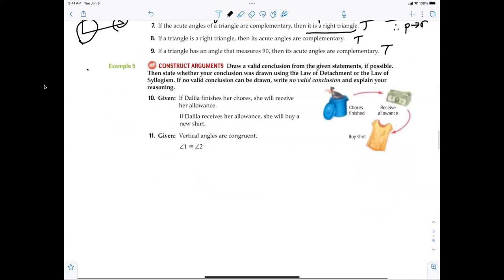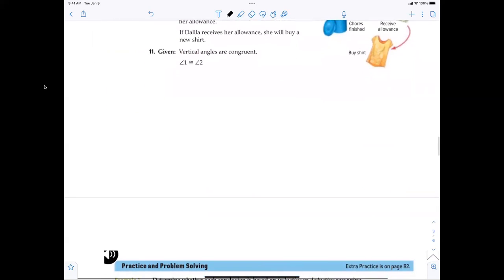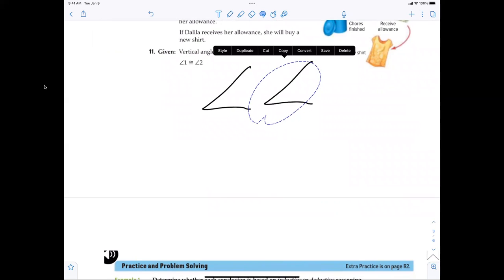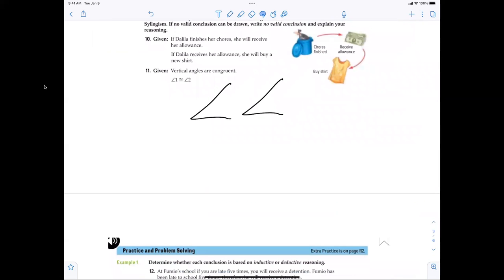All right, so let's look at number 11. Vertical angles are congruent. Angle 1 is congruent to angle 2. Can we say that they are vertical angles? No, right? Because you can have two angles that are exactly the same that aren't vertical, right? All right, here we go. So that was false or not valid.